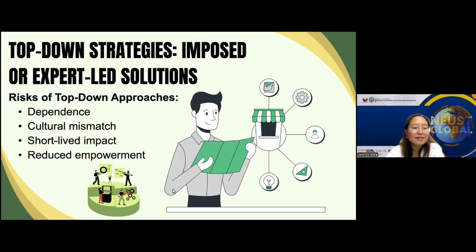People may feel disempowered or ignored if they are excluded from planning and decision making, undermining trust in local initiative. So while top-down strategies can deliver rapid results in certain areas, their long-term success depends on integrating local voices and gradually building community ownership, or combining them with bottom-up approaches for sustainable impact.